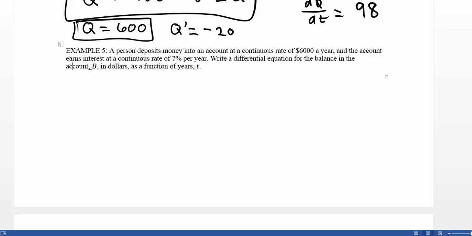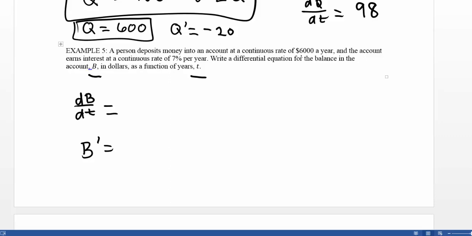So again, we are given our variables here. We are told that the dependent variable is B, the balance. Our independent variable here is time. So when we talk about setting up a differential equation, we're looking at how the balance changes over time. So dB/dt, or B prime. So we have money coming in, but we also have interest being earned. So there's two different positive money streams that are happening here. We're not losing any money from the account, but we have to write in both money streams that are impacting the balance.